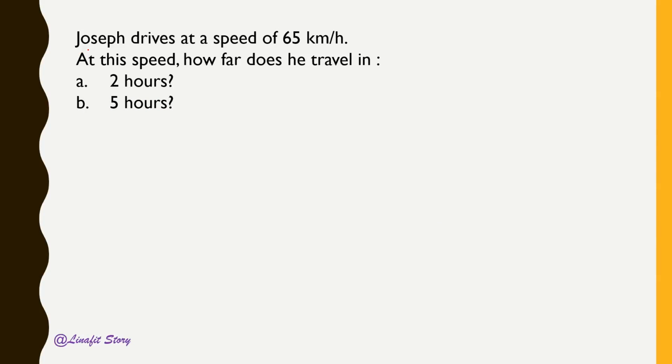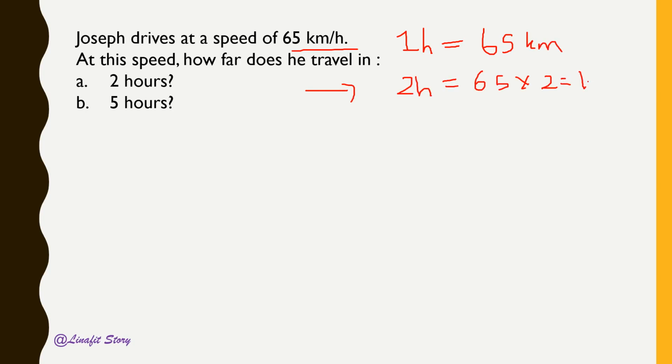Joseph drives at a speed of 65 km per hour. At this speed, how far does he travel in 2 hours and in 5 hours? So take a look over here. The speed is 65 km per hour. So this means in 1 hour, he travels 65 km. In 2 hours, he travels 65 times 2 equals 130 km. In 5 hours, he travels 65 times 5 equals 325 km.